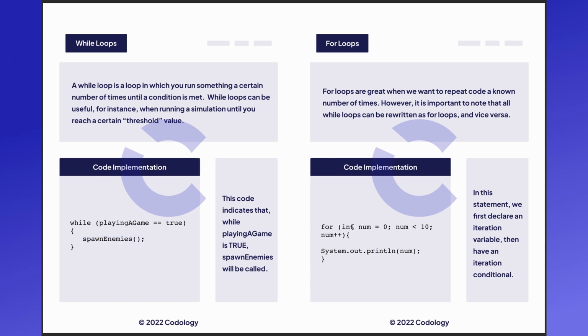For loop, so this will have three different statements. First we declare an iteration variable, so int num is equal to 0, and then next we declare a condition, so therefore as long as num is less than 10, it'll continue to run. And then this is an increment, so every time this is run, num will increment by 1. So when this code is run, it'll start at 0 and then print all values from 0 to 9.